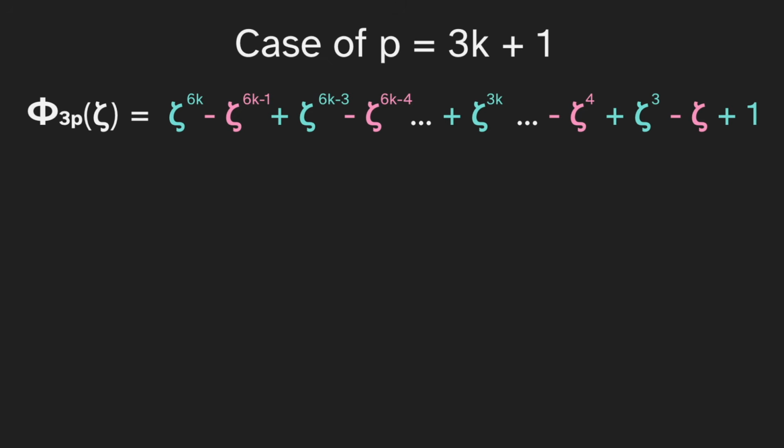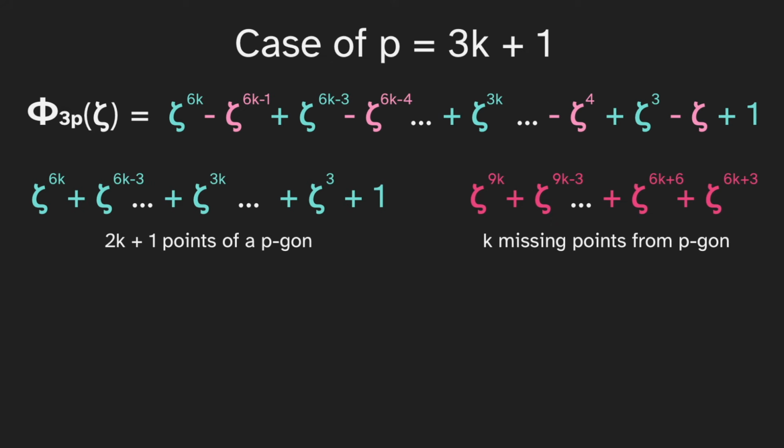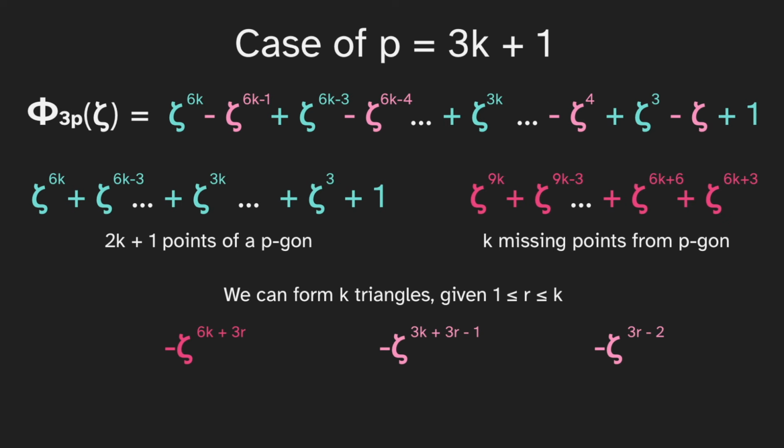Now, if we take zeta as an input, if we just take the blue terms, we see that they're all separated by zeta cubed. And zeta is a 3pth root, which means that these form 2k plus 1 points of a p-gon. But p is 3k plus 1, which means there are k missing points from the p-gon, which are these points above. But that's not a problem, because we can form k different triangles given some r between 1 and k, where these are the 3 points of the triangle.